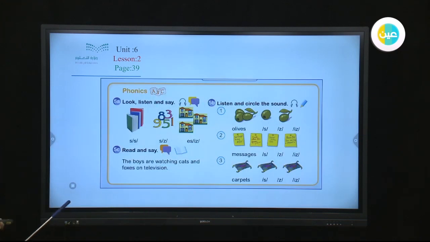Okay. Let's go to the phonics part. This is on page 39. Okay, here we have the s, the z, the iz sounds. Let's listen. Unit 6, Lesson 2, Activity 5A. Phonics. Look, listen, and say.